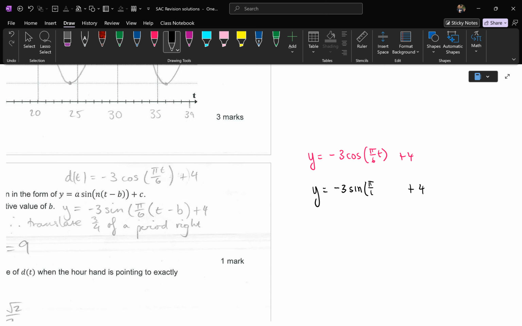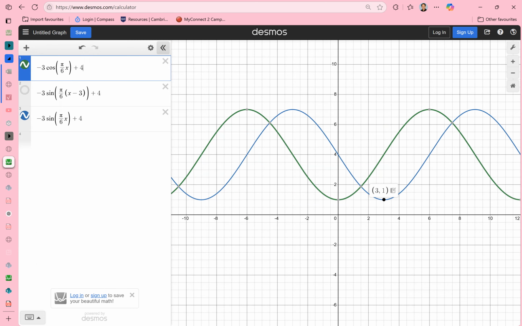And what's interesting, so the period still needs to be the same. So pi on 6. And the difference is that we know t. Usually the property is that cos of x is equivalent to the sine of x plus pi on 2. Okay, and that just means that you shift the graph to the left by pi on 2, right? So let's go to Desmos.